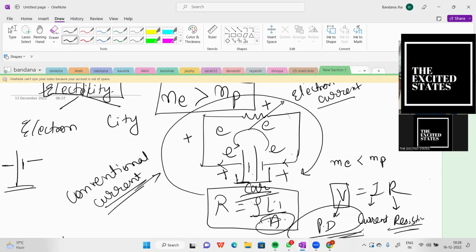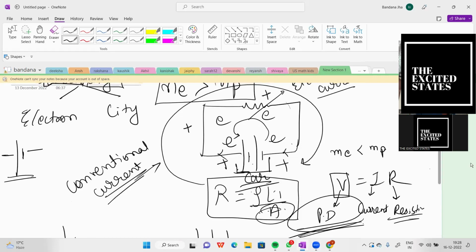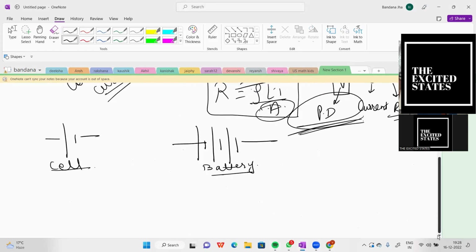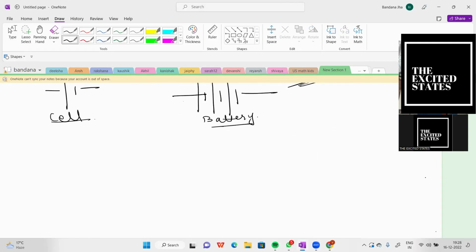Any doubt here? Very good. So does potential difference literally just mean creating charge? No, it means how much. See, what is potential difference? In upcoming classes, you will study that V equals work per charge.